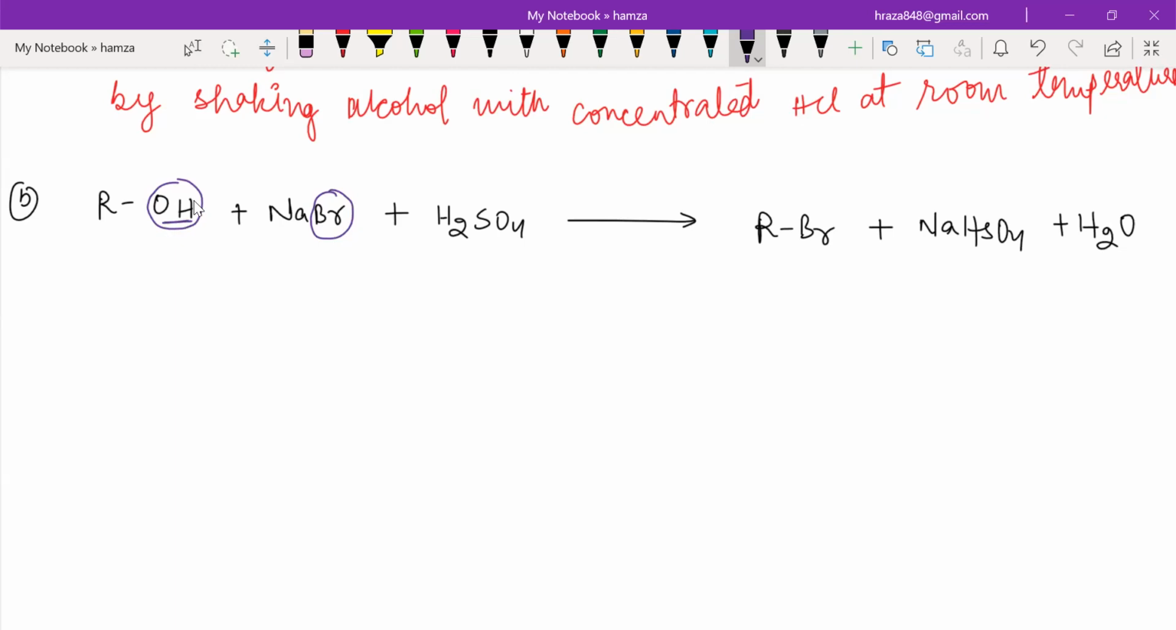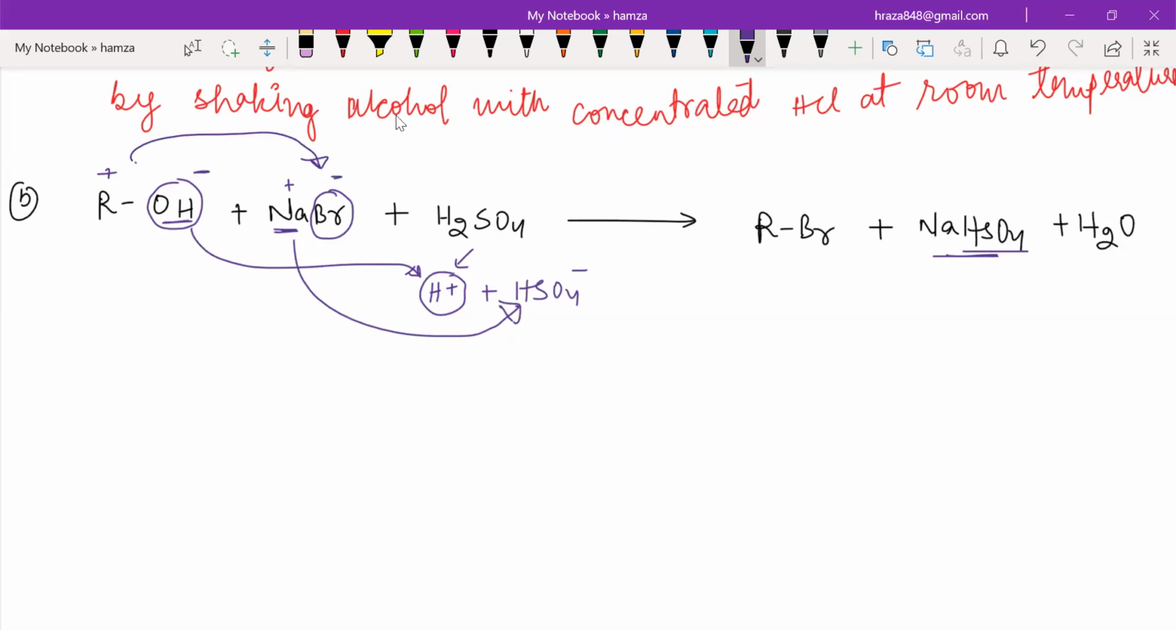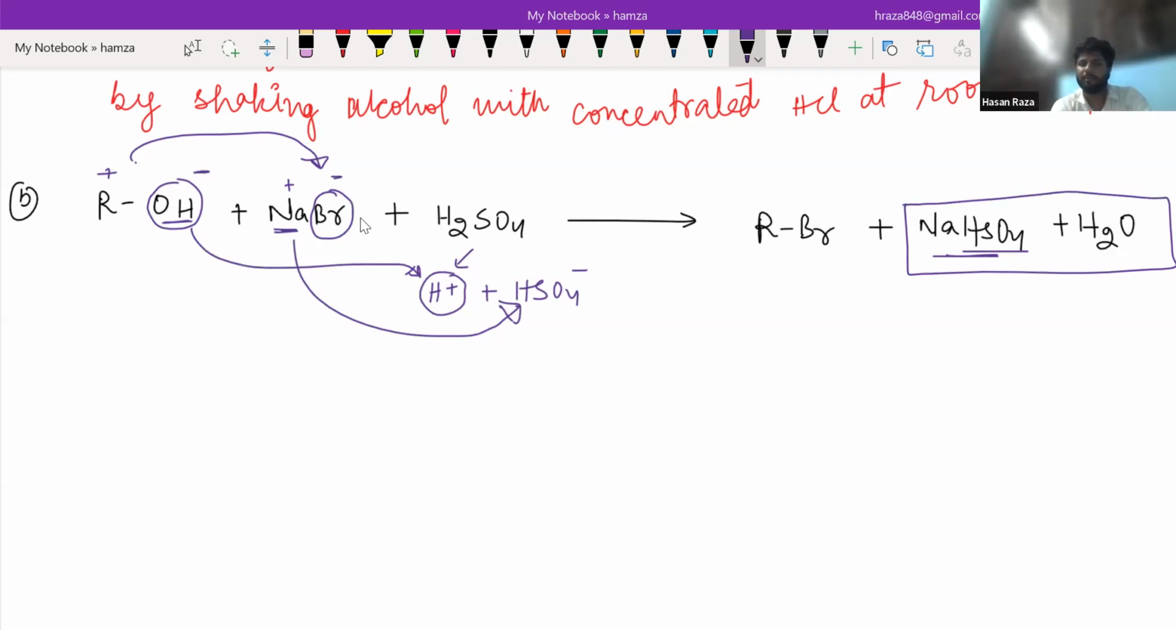So OH will be out from here, and Na and HSO4, this will break down into H plus and HSO4 minus. This is plus, this is minus, so they will combine with the negative and positive and form NaHSO4, and H plus combines with OH minus. So it's very easy. These are all byproducts. Basically, just replace OH by Br and you will get bromoalkane.